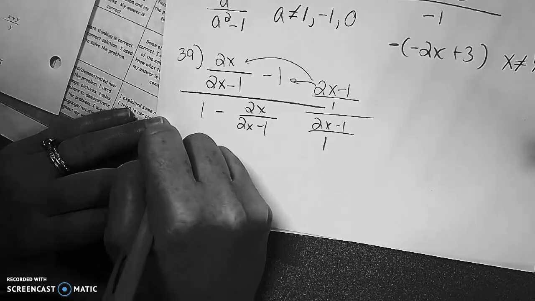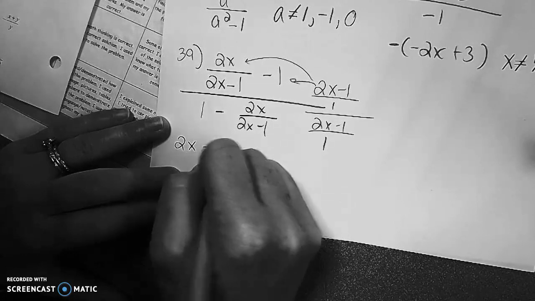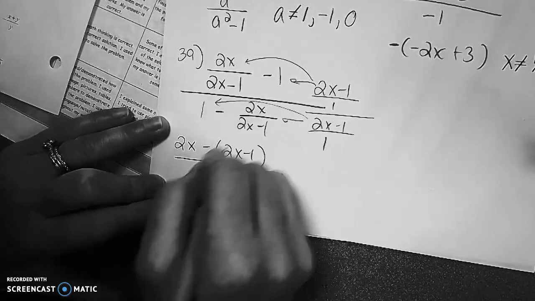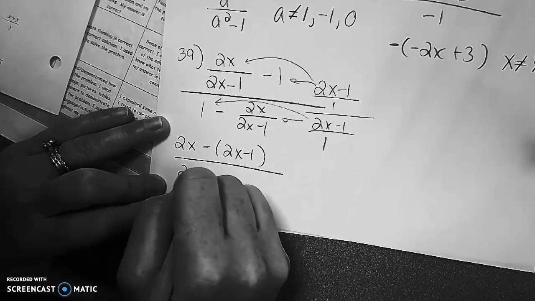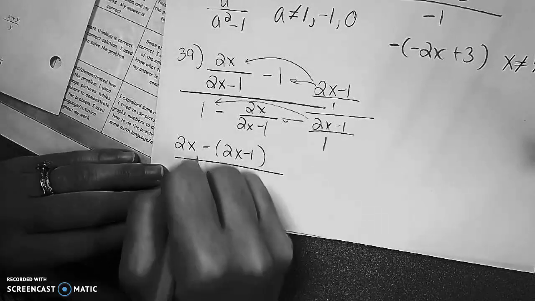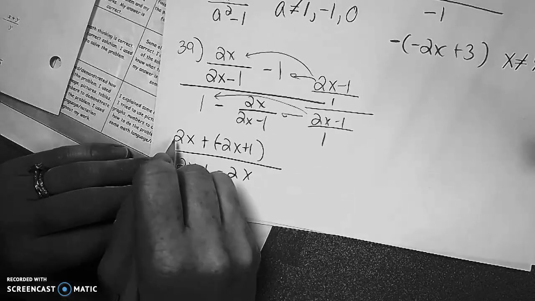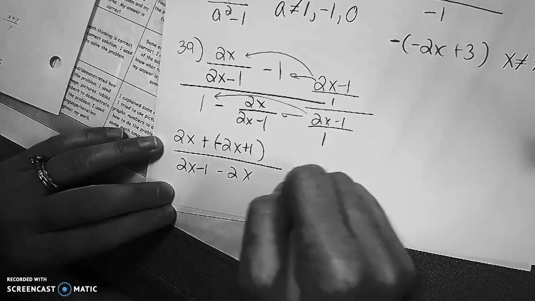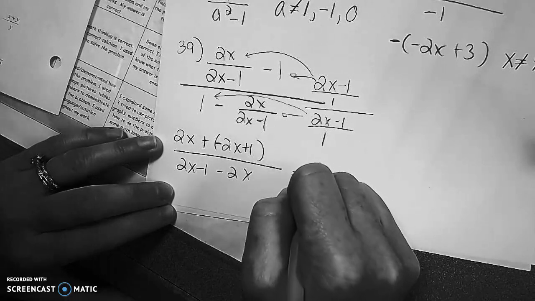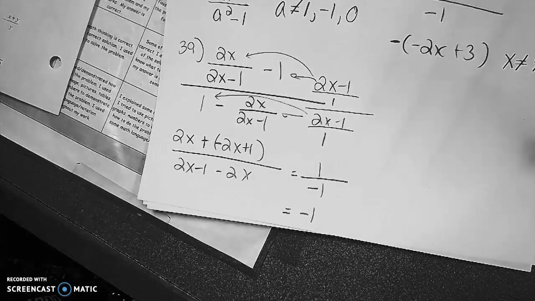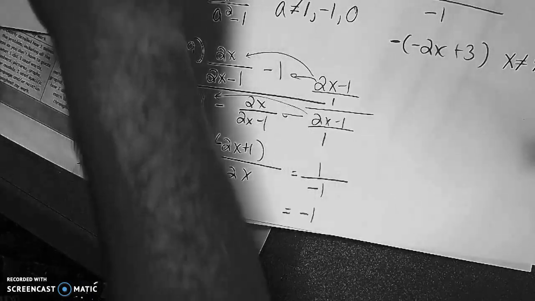This time in my numerator I have 2x minus the quantity 2x minus 1. In my denominator when I distribute I have 2x minus 1 minus 2x. So when I distribute my negatives, in my numerator, 2x minus 2x cancel, I'm left with 1. And in my denominator, I'm left with negative 1, hence negative 1. So there we go. Hopefully I copied the problem correctly.